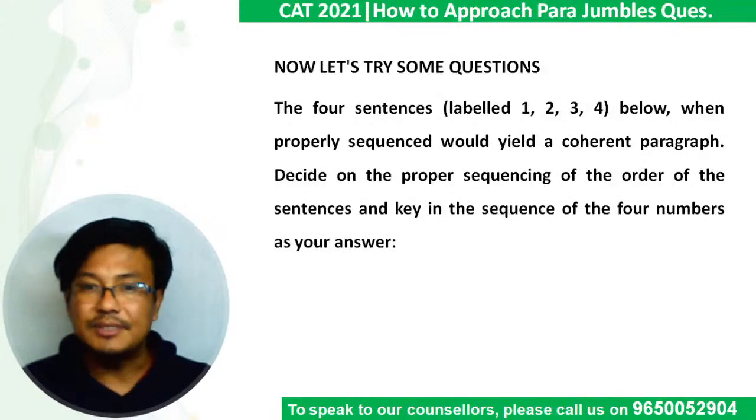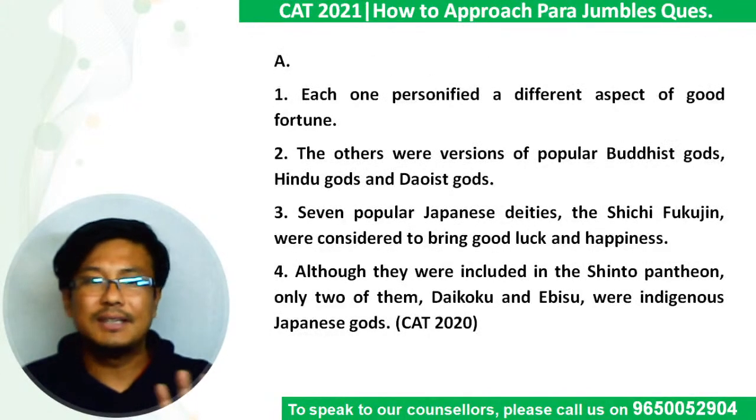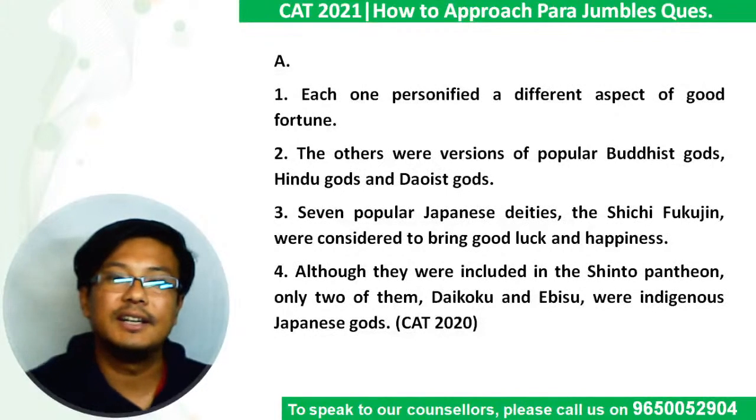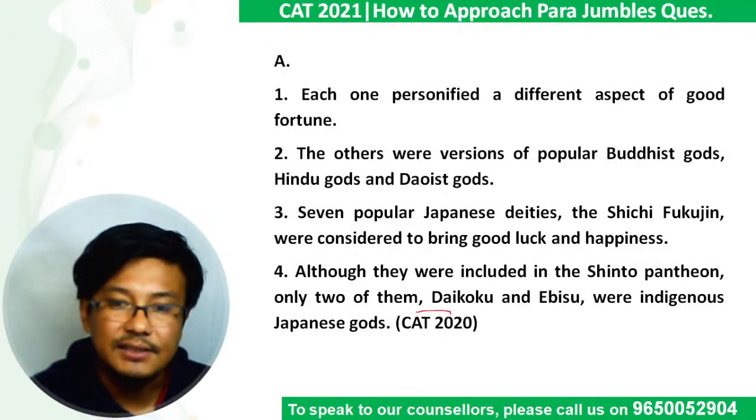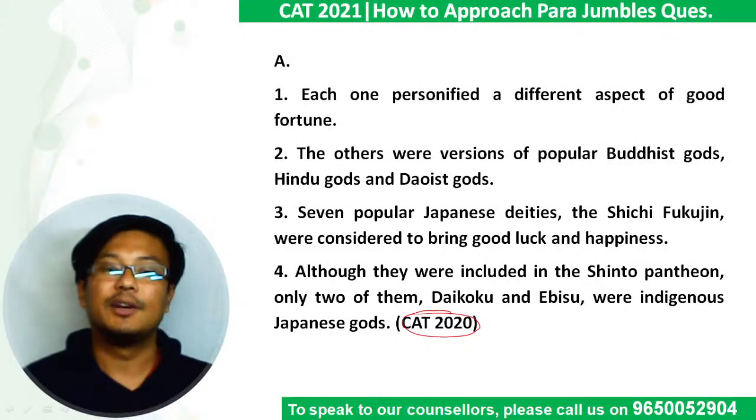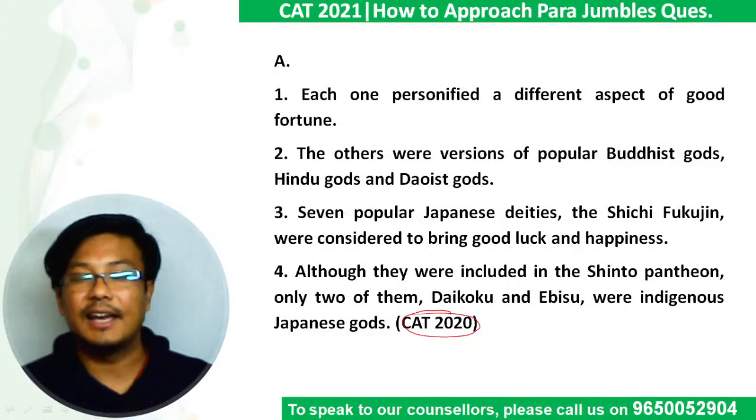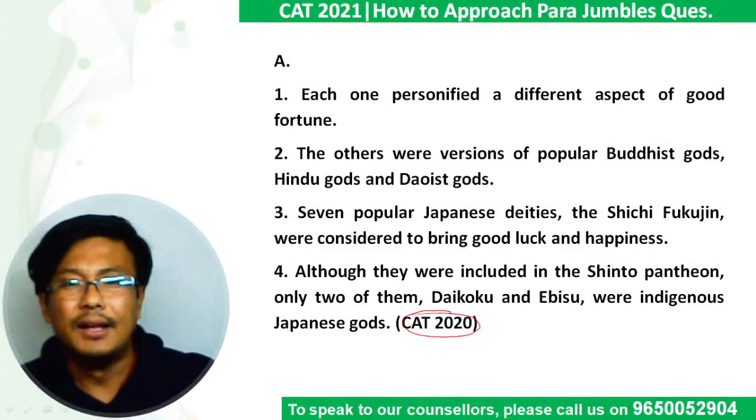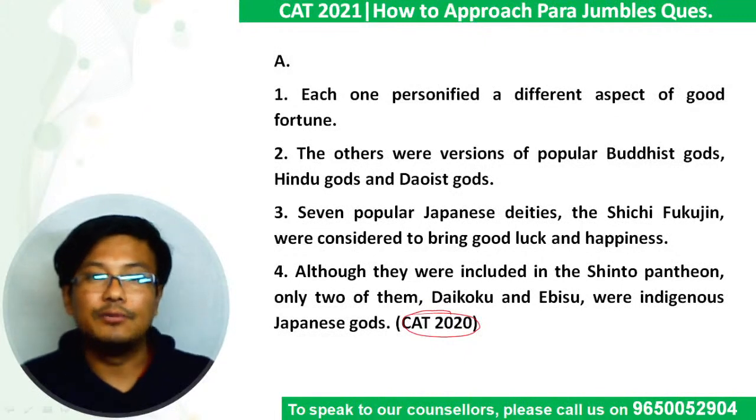Now, let's try some questions. What is very simple is, there are some 4 sentences given, and as you can see, this is from CAT 2020. There were 3 such questions asked in CAT 2020, right? You are supposed to rearrange them and form a logical paragraph.